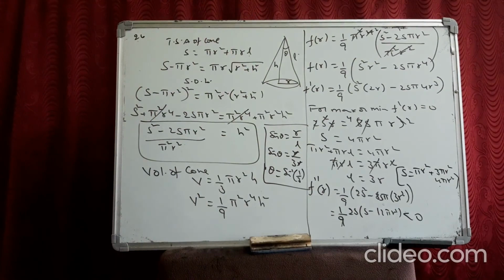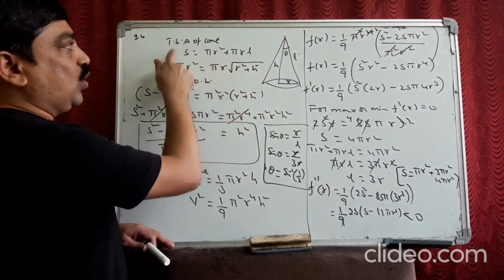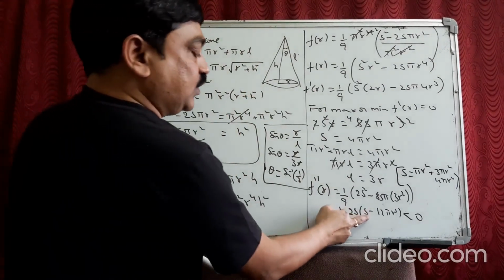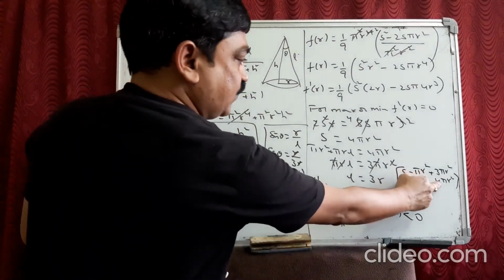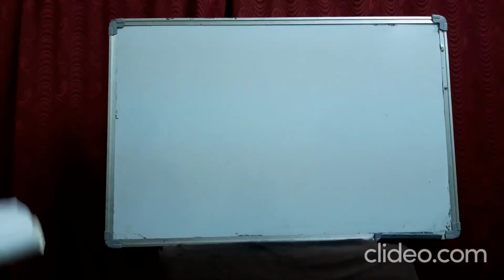But while doing the double derivative, be careful when you are substituting. Okay? See how I did here. I'll tell you again. After getting L, I substituted here. I got the value of S, and I just substituted the value of S here. See, S is 4 pi r square. If I substitute here, it becomes negative.